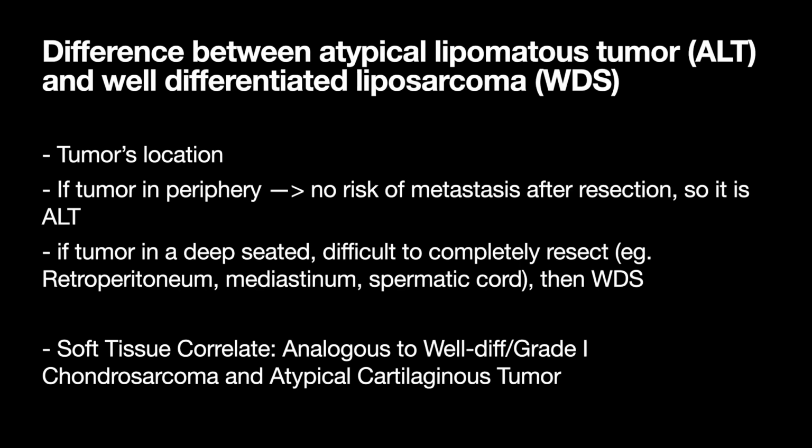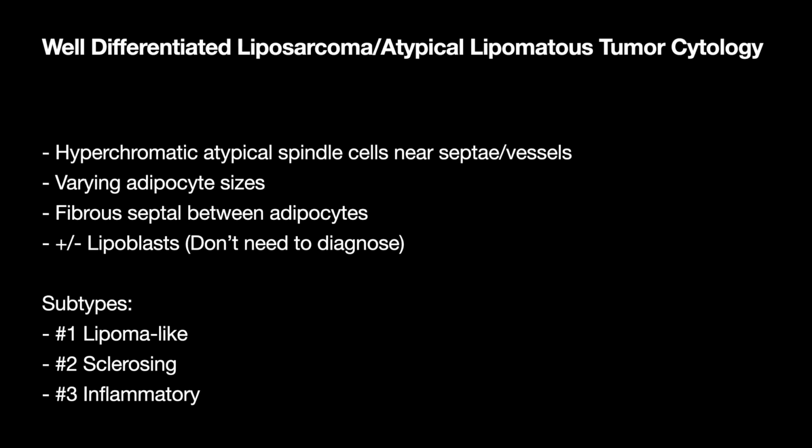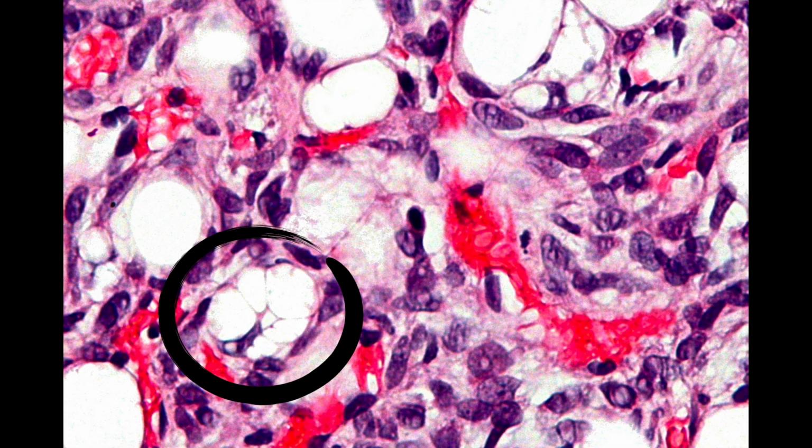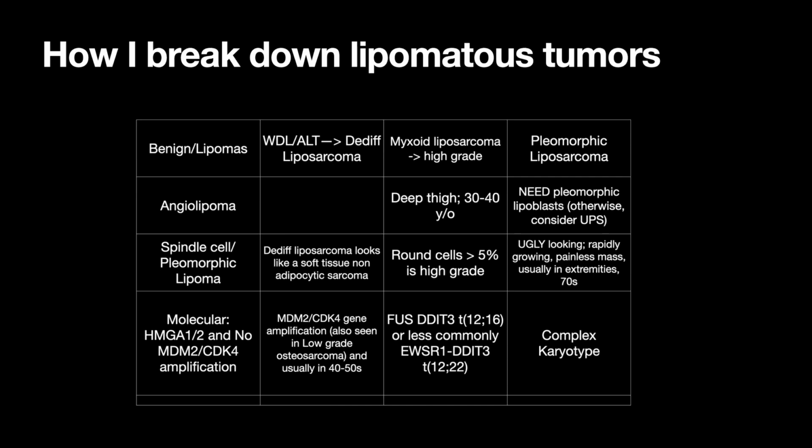You want to think about atypical lipomatous tumor and well-differentiated liposarcoma based on the location. For liposarcoma or atypical lipomatous tumor, there are subtypes: lipoma-like, sclerosing, inflammatory. What is a lipoblast? It's a precursor for adipocytes. You'll have that scalloping and multivacuolation. And if you're thinking well-differentiated lipoma or atypical lipomatous tumor, always think in the back of your mind, could this be a D-diff liposarcoma? Because it's a spectrum. And to look for this, get that MDM2 CDK4.